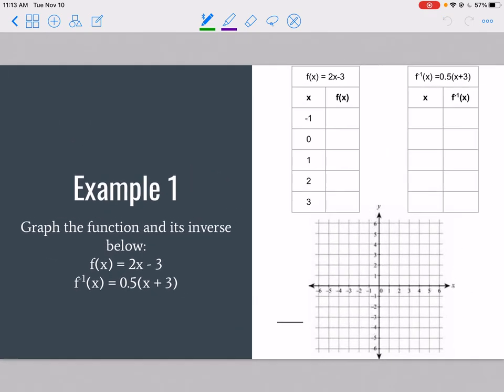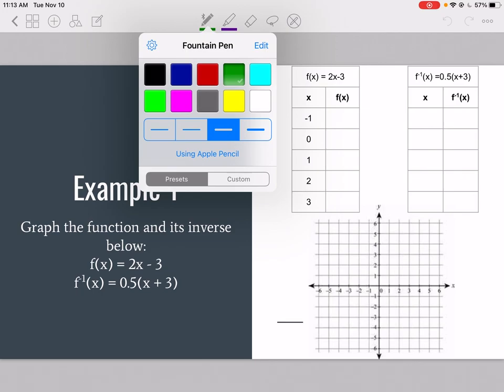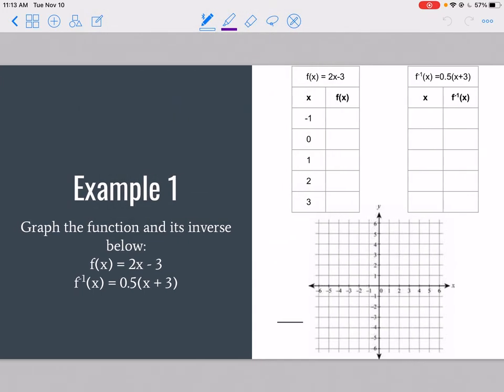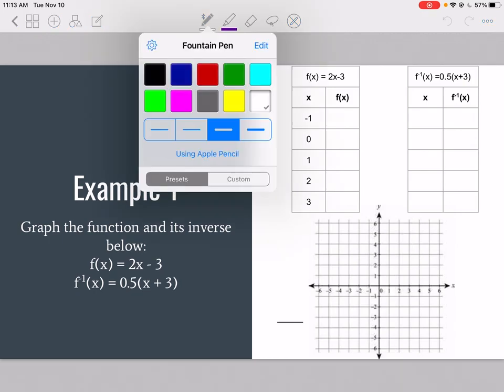So let's look at this first example. You could obviously use a calculator to help you out here, or you can just plug in these values. So if we take a look at these two functions, we're going to make a couple tables for them. Let's start with f of x equals 2x minus 3. That's the original. So if I plug in these values, let's start with plugging in negative 1 here.